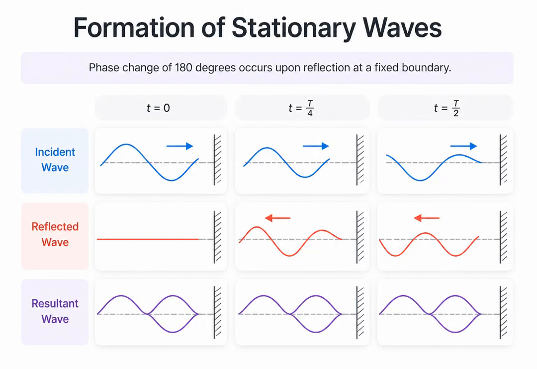To understand how stationary waves form, consider a progressive wave hitting a solid wall. Because the boundary is fixed, the air particles there cannot move, forcing a 180-degree phase shift upon reflection. As the incident and reflected waves pass through each other, they continuously interfere. At certain moments, they cancel out completely. At others, they reinforce one another, creating a wave pattern that appears to stand still.